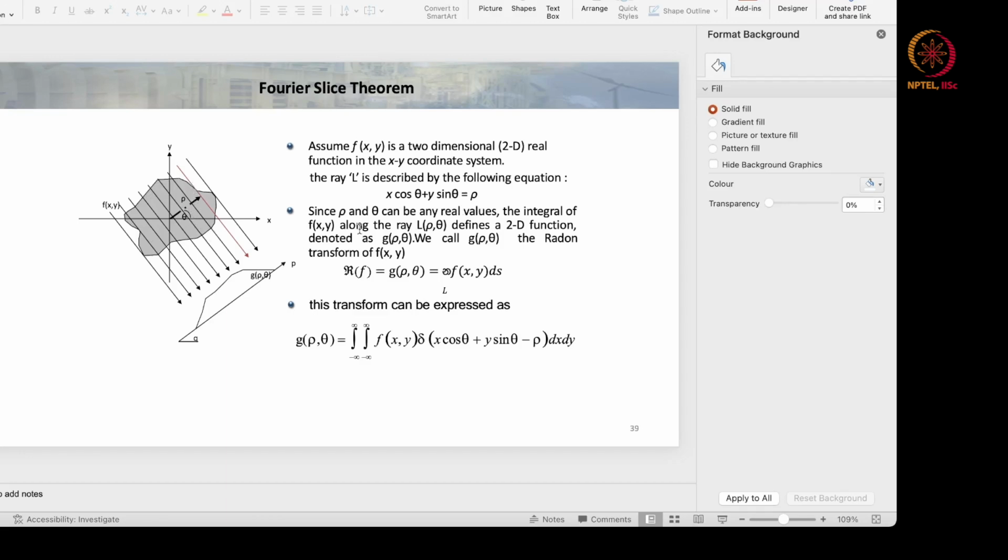Since rho and theta can be any real values, the integral of f(x,y) along the ray, which is L(rho, theta), given as a function of rho and theta, defines a 2D function, which is denoted by g(rho, theta). We call that g(rho, theta) the Radon transformation of f(x,y).